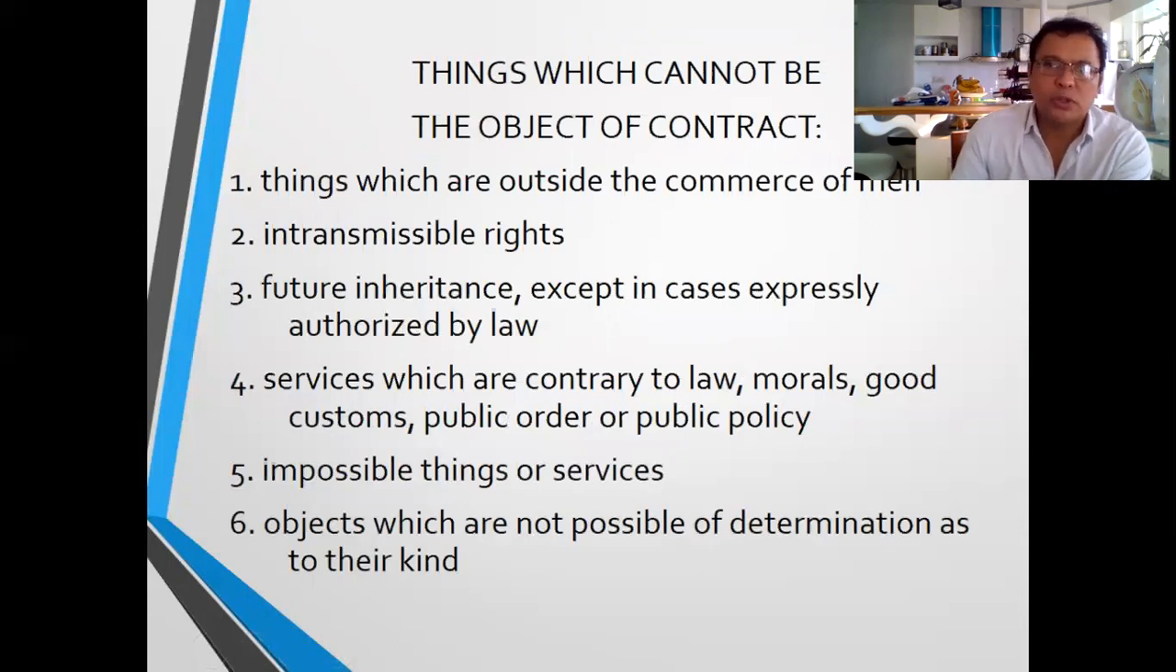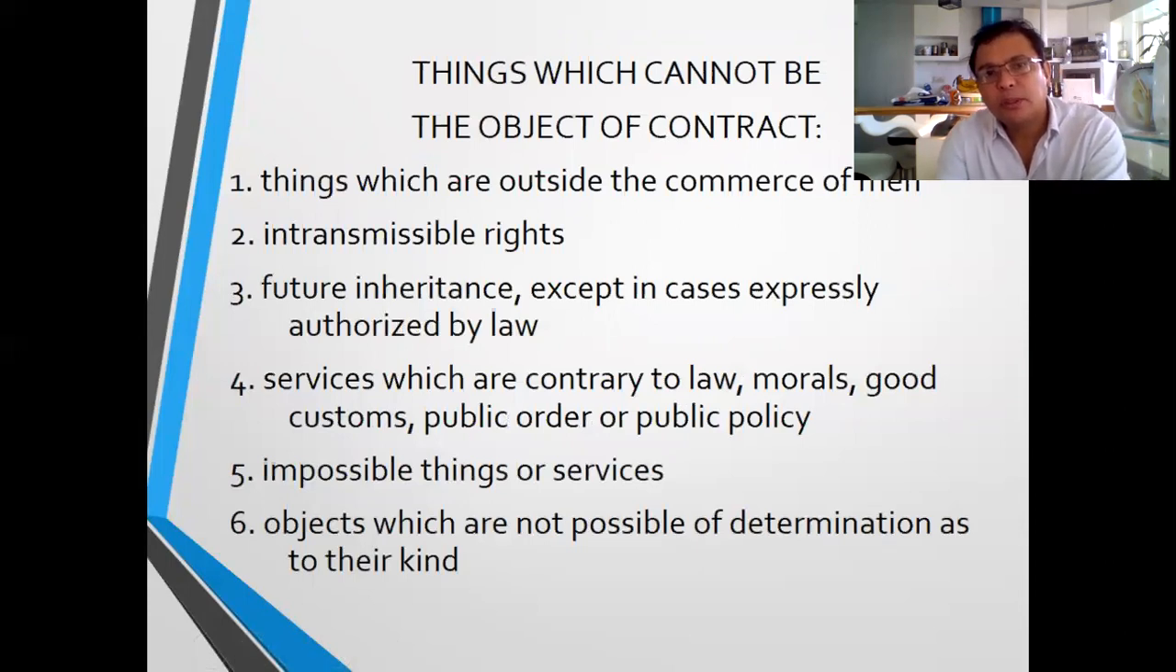So there are things which the law prohibits us from making the object of a contract. For example, number one, things which are outside the commerce of men. So what are these things? Say, for example, I will sell to you very cheap, only 5,000 pesos, the Mactan Bridge. Are you going to buy? Of course not. Why? Because the Mactan Bridge is not within the commerce of men.